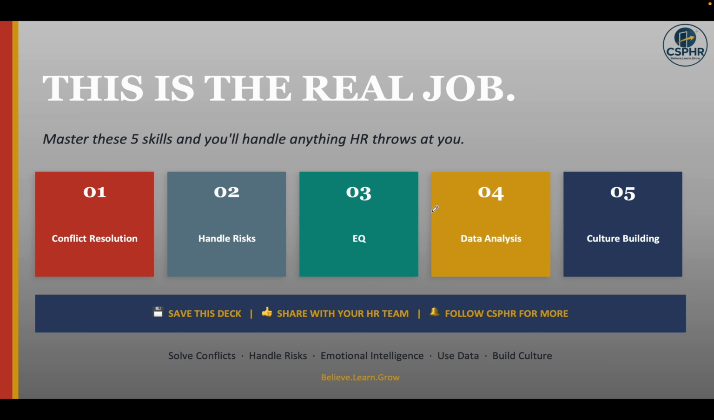So I hope you understand what an HR generalist is and the 5 skills of an HR generalist.